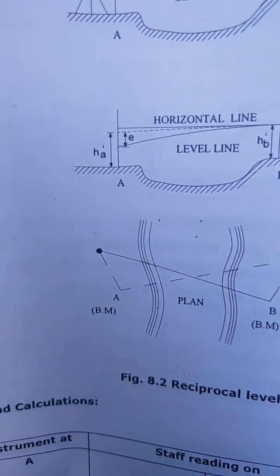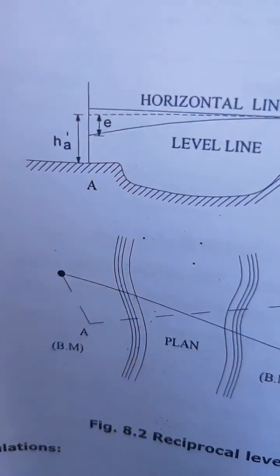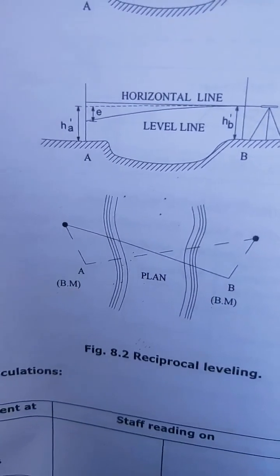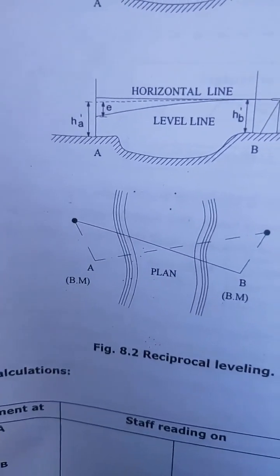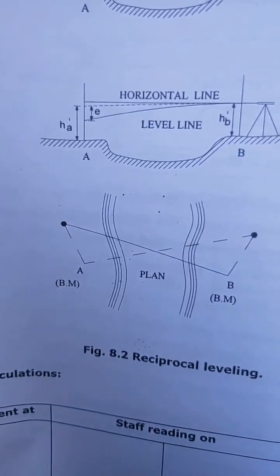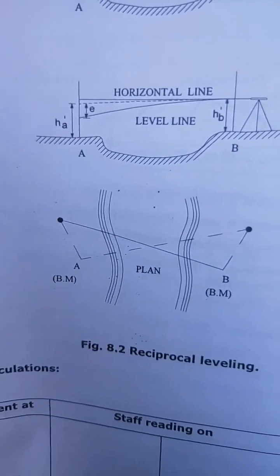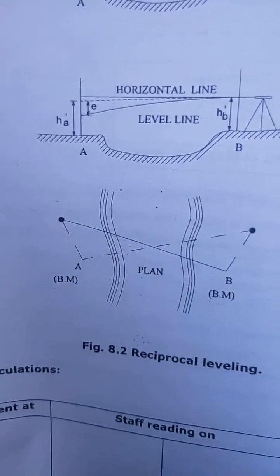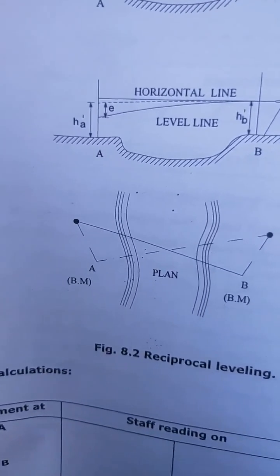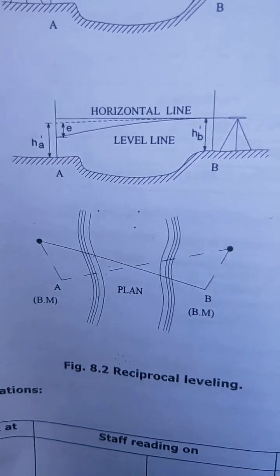I will keep the instrument somewhere nearby point A and take the leveling staff reading at point A, and I call that HA. Now, placing the instrument at the same location, I will shift the leveling staff towards point B and take the reading from near point A itself, and I call that HB. So I will note down two readings.